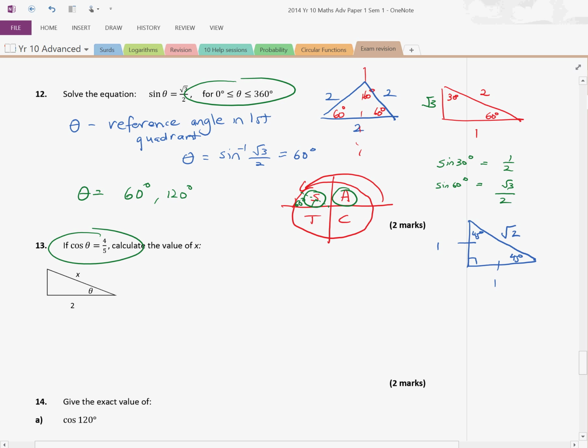This one's a very straightforward question because cos theta is equal to adjacent over hypotenuse. Our adjacent is 2 and our hypotenuse is x, so that's 2 over x. But that is equal to 4 over 5, and we're asking to solve for x. So we cross multiply, and we get x is equal to 10 over 4, which simplifies to 5 over 2. Really basic question. These skills questions are really all you would expect in exam 1.